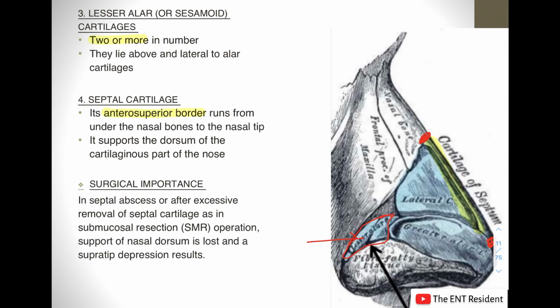Now, what will happen if this was not present? You'll see in septal abscesses, or with excessive removal of the septal cartilage in an SMR operation, SMR being submucosal resection, an operation on the nose, the support of the nasal dorsum is lost, and you'll see that there will be a supratip depression, resulting in a deformity in these patients. So the support of the septal cartilage is very, very important. So this completes the osteocartilaginous framework of the nose.